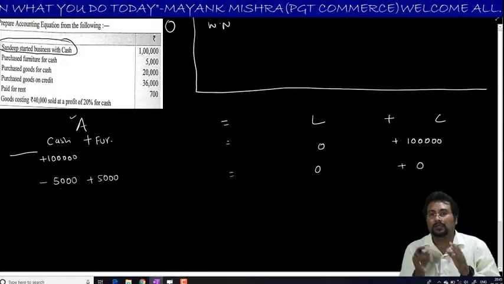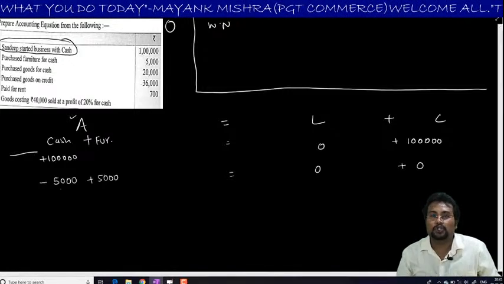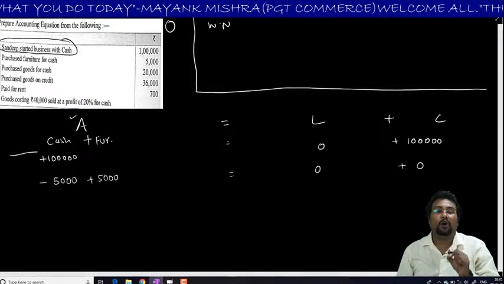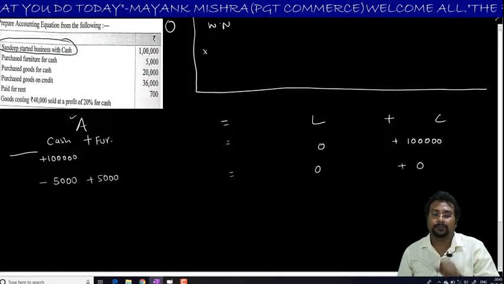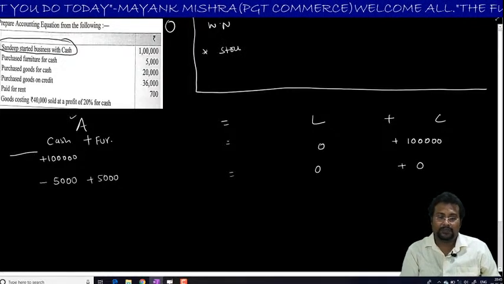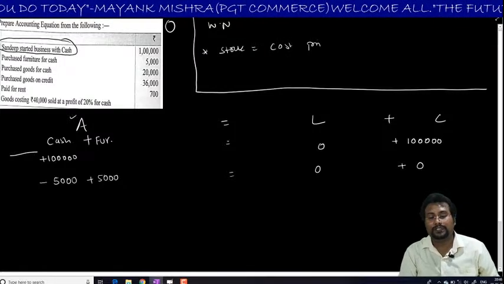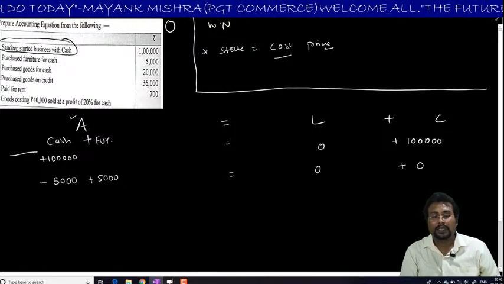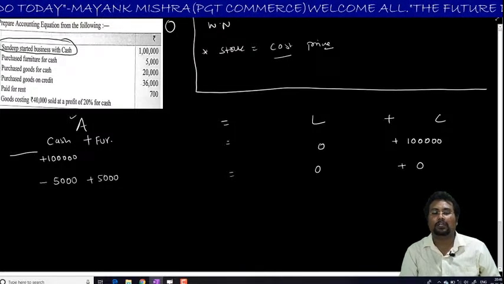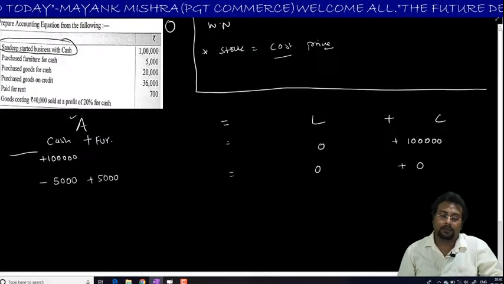So always remember that goods will be treated as stock, and stock will always be treated at cost price. I'm just giving you a bonus: stock will always be treated at the cost price. It will be added at the cost price, and it will also be deducted at the cost price.